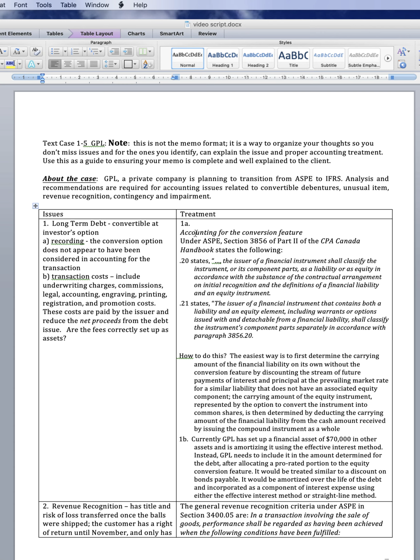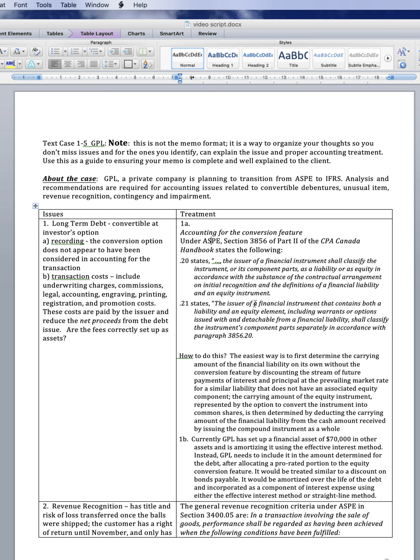So again, looking at the treatment for the bond with the conversion option, you have to account separately for the conversion feature. So under ASPE, because our company is private, under Section 3856 Part 2 of the handbook, it does state that the issuer of the instrument shall classify it with its component parts as a liability or equity in accordance with the substance of the arrangement.